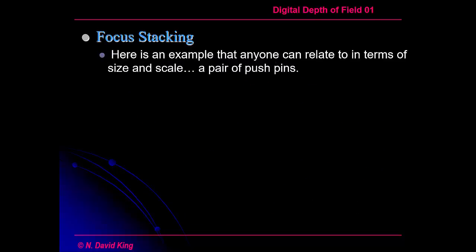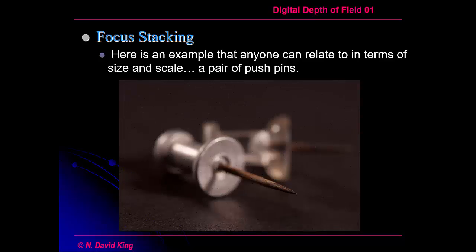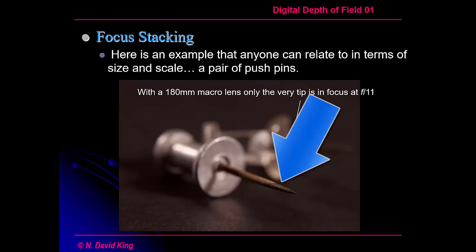So here's an example that anyone can relate to in terms of size and scale, so you can see what we're really up against. Here's a pair of push pins. Now, if you look at this, you'll notice that only the tip of the front push pin is in focus, and yet this was shot at f11. It's shot with a 180 millimeter macro lens aimed at the tip, and only that tip is in focus at f11. But I want everything in focus, including the back pin, but I don't want to stop down to f32, which that lens is capable of.